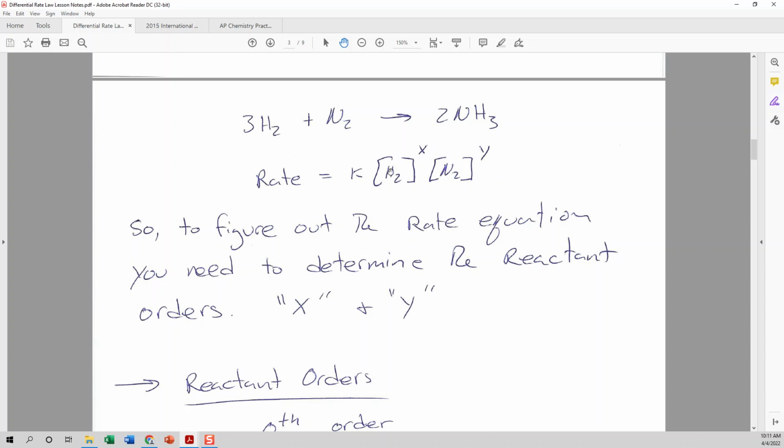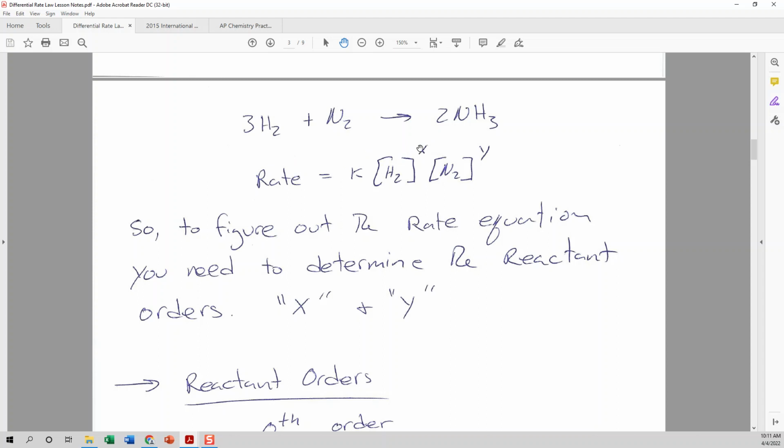It would mean no matter what I plug in here, what's anything to the 0 power? It's 1. So if a reactant is zero order, it doesn't matter what you do to the concentration, the rate's going to stay the same. So that's how you determine it. Okay. What happens if it's a 1? Well, whatever I do to the concentration, the same thing's going to happen to the rate. If I double the concentration, the rate's going to double.